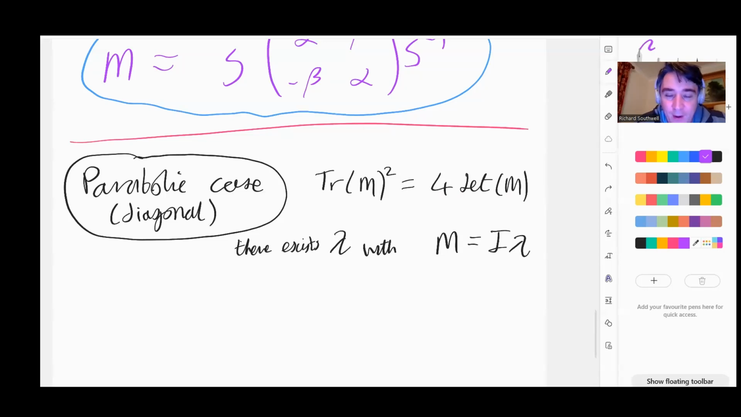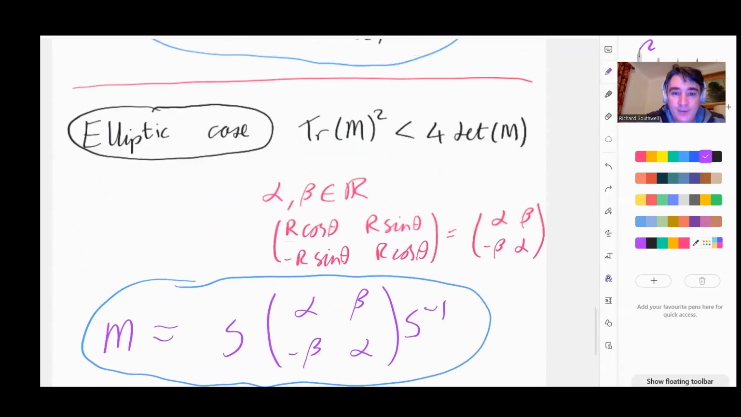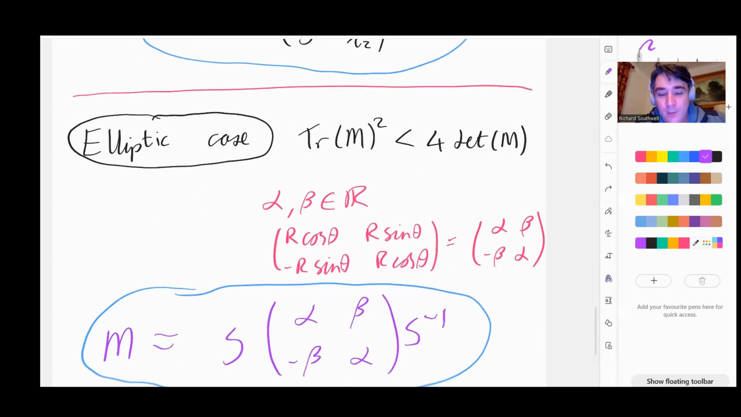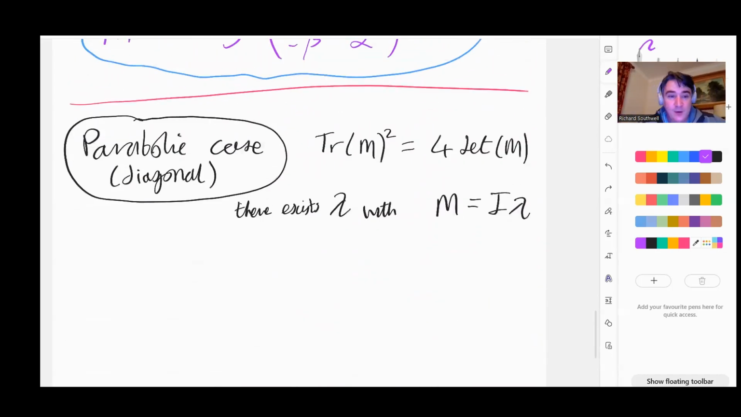This is the case where our matrix is just something times the identity matrix. So it already has this special form, but with lambda 1 equal to lambda 2. And so in this case, we're already done, and it's a simple case.